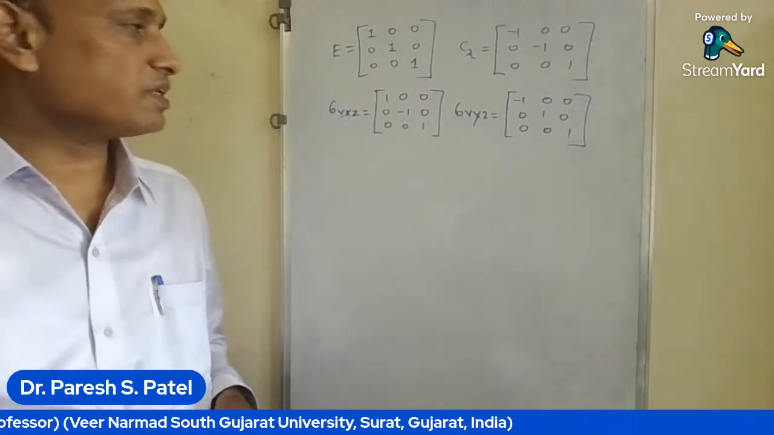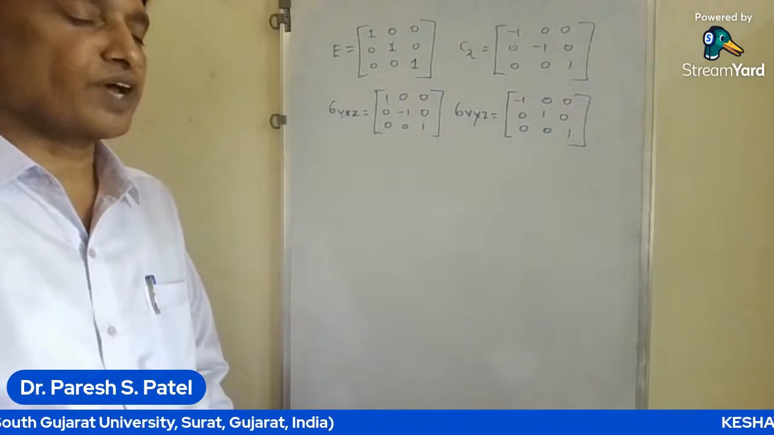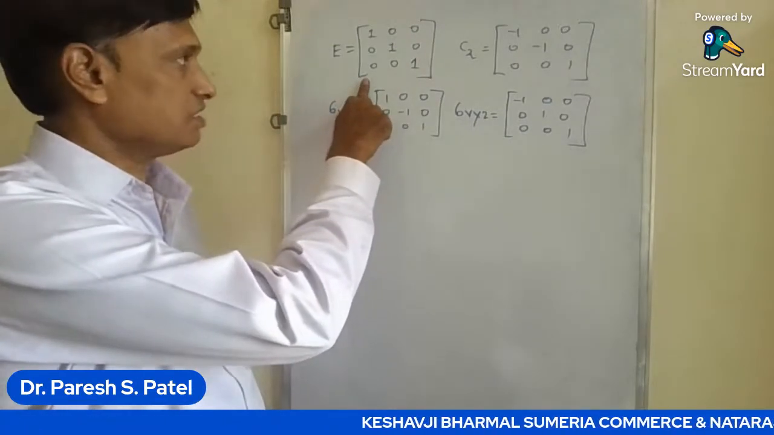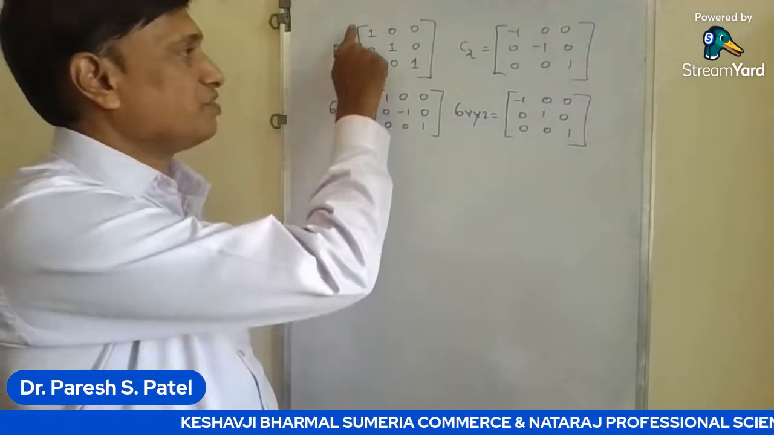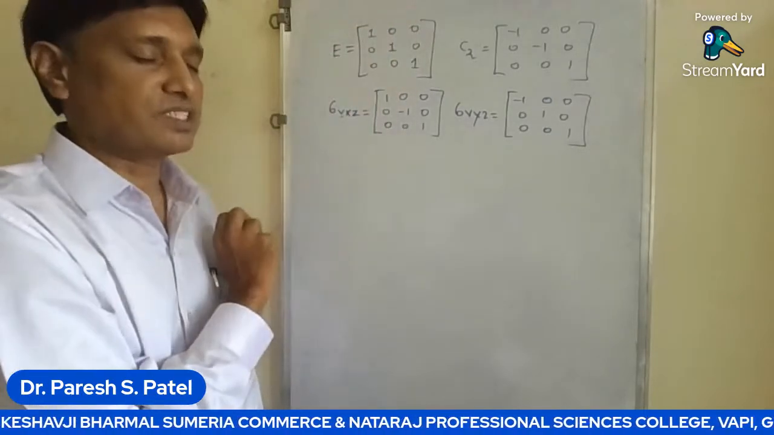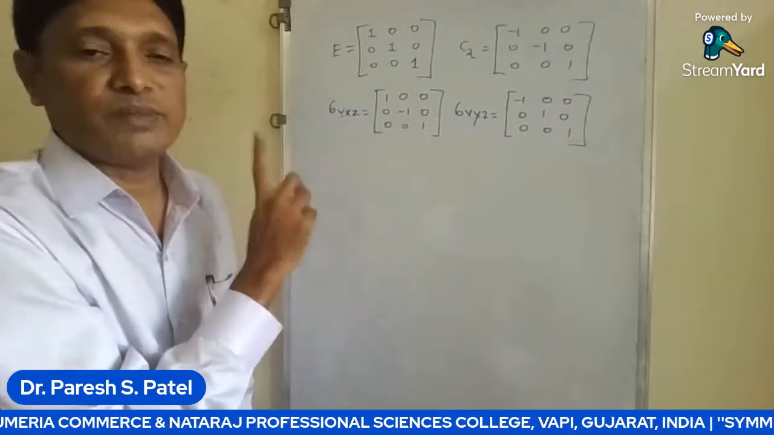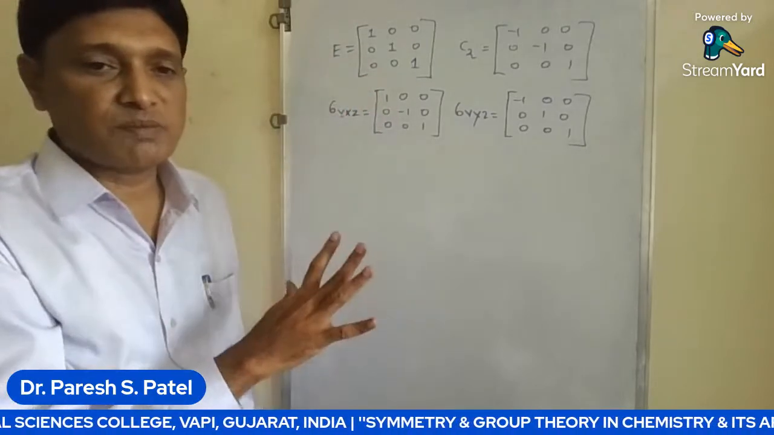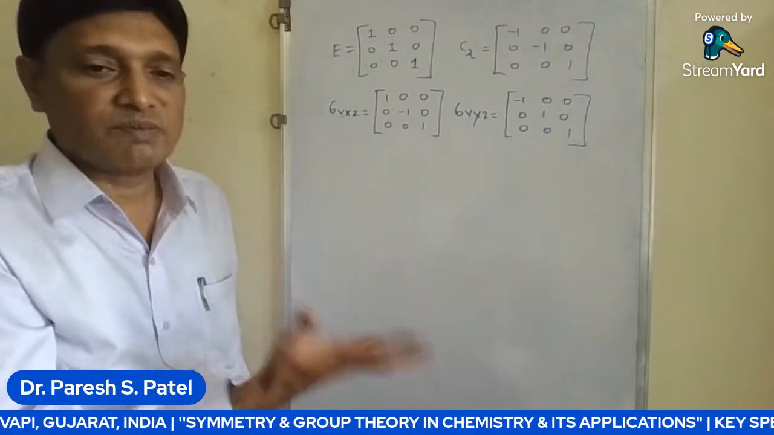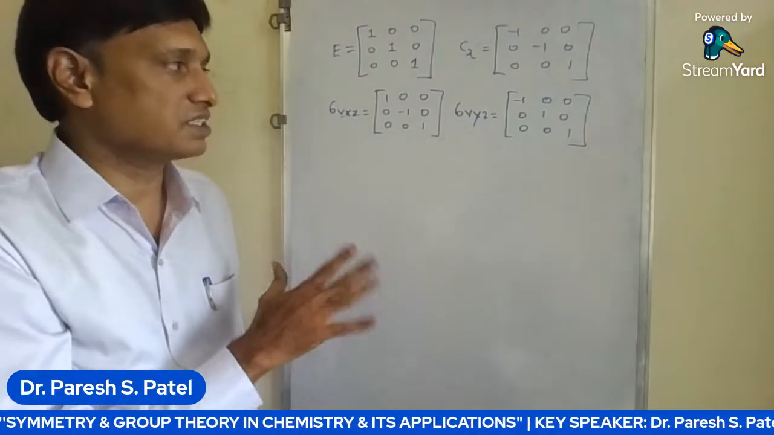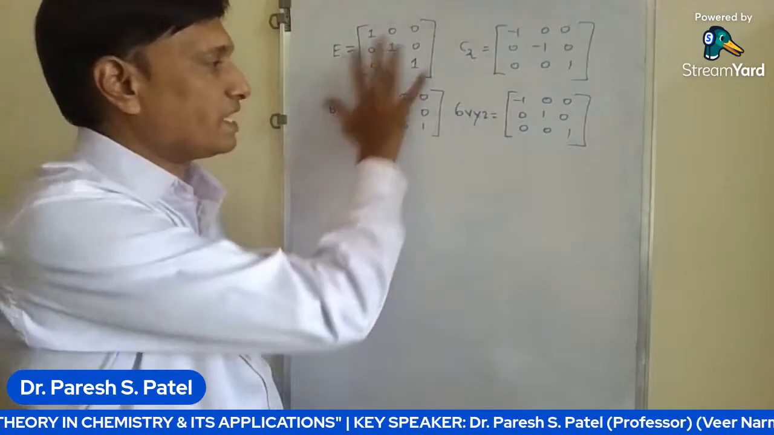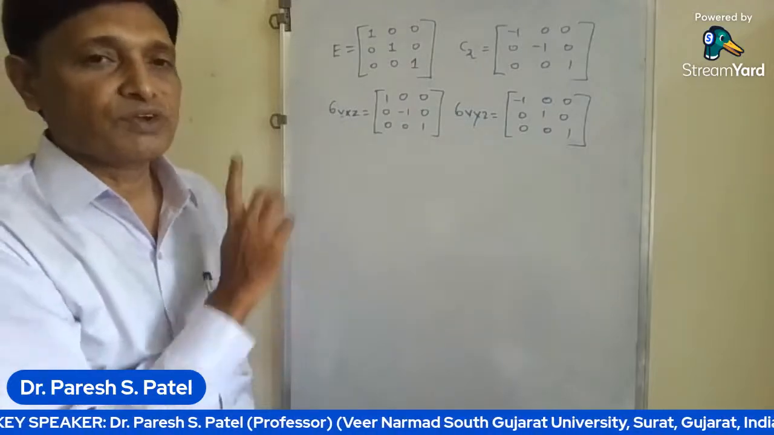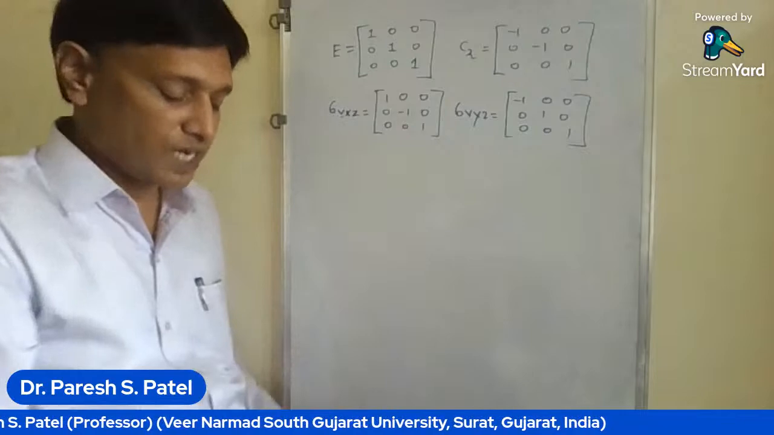Now, we have to remember that the dimension of any representation depends on the matrix representation for the identity symmetry operation. So with the help of identity, we know that this is a three-dimensional matrix, so this representation is a three-dimensional representation. We can reduce this three-dimensional matrix into lower dimensional matrices, so that the representation can be called a reducible representation.